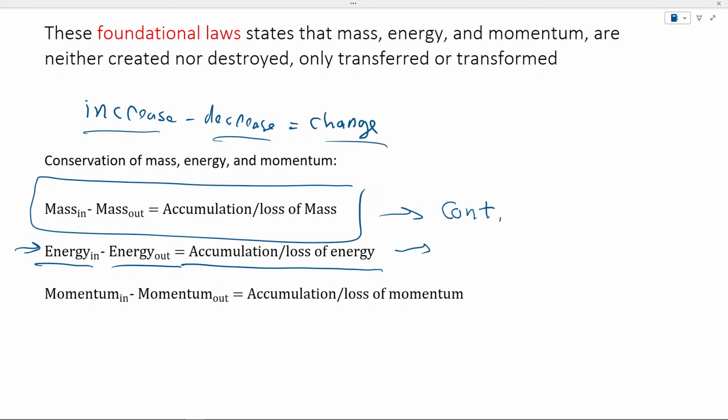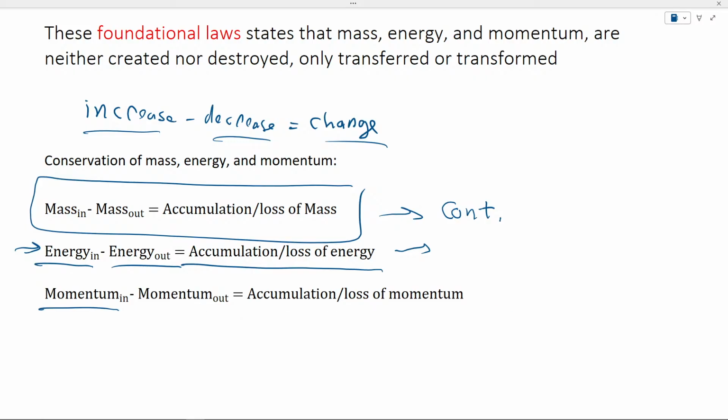Bernoulli equation. Then momentum. Momentum in, minus momentum out is equal to accumulation or loss of momentum. An example for this would be fluid forces on structures, such as the impact of water on a dam or the effect of waves on coastal barriers. So that all has to do with the conservation of momentum, like checking forces on dams or the impact of flowing water on bridge piers or other structures. That would be the conservation of momentum.